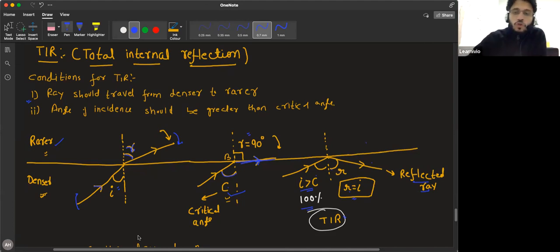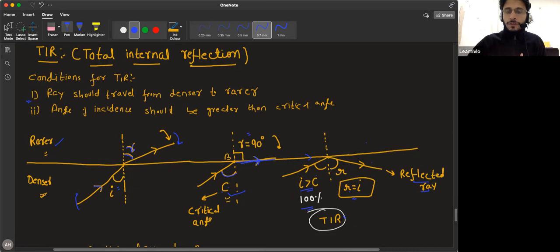Fine. So the angle of incidence will never be 90 degrees. If the angle of incidence is 90, that means your ray is grazing over the surface. You incident your ray in this way. Angle of incidence is not 90. Angle of incidence is greater than the critical angle, which is less than 90 degrees.